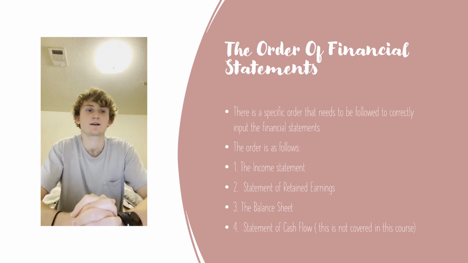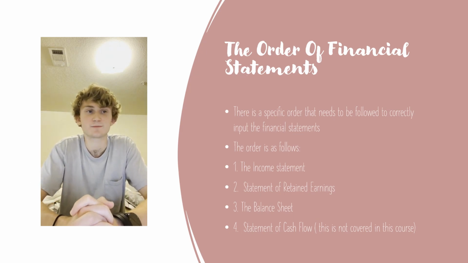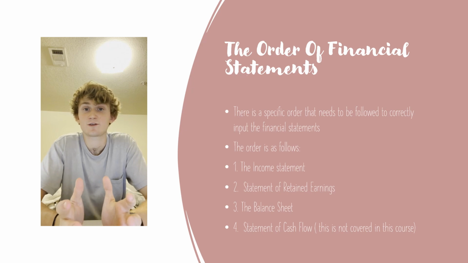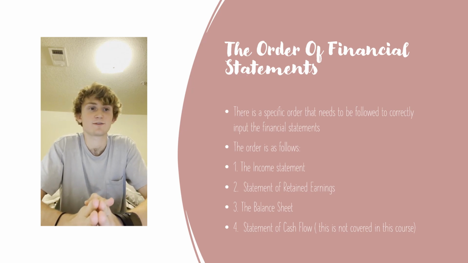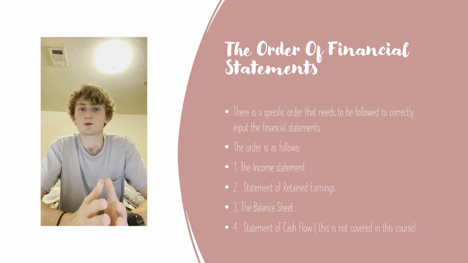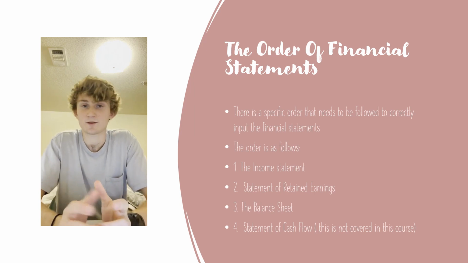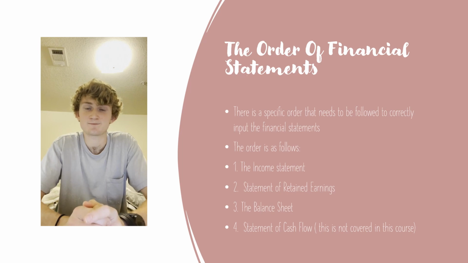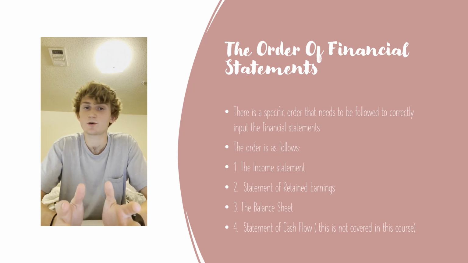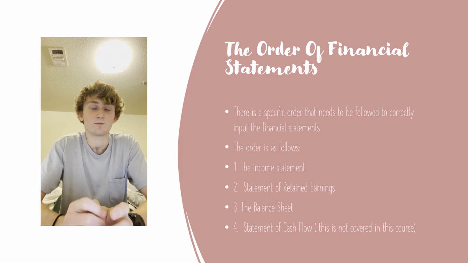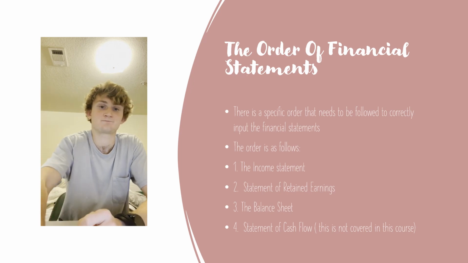The next thing that we're going to discuss is the order of financial statements. This is a very important section because there is a specific order that needs to be followed in order to input the financial statements correctly. The order is as follows. First comes the income statement. Second is the statement of retained earnings. Third is the balance sheet. And fourth is the statement of cash flow. Although we don't cover that in this course, that is the final statement that will be used by a company.